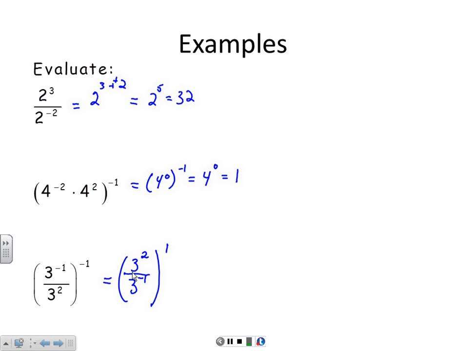So now, in order to do what's inside, of course, anything raised to the first power is itself, so we're not even going to worry about that 1 on the outside. But when you divide powers, you subtract those exponents. So again, you're going to have 3 to the 2 minus negative 1, top minus bottom. So you're going to have 3 to the 3rd power, which is 27.